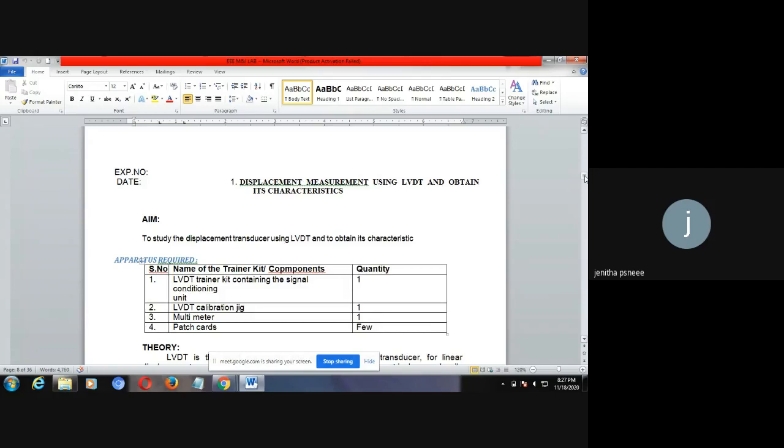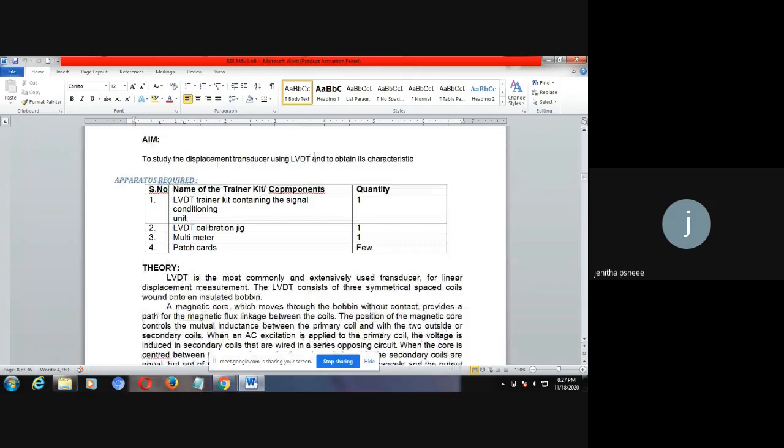LVDT means linear variable differential transformer. In LVDT, our aim is to obtain the LVDT input and output characteristics. Characteristics means you know that we will be plotting and showing our result through a graph. So now we can take the result also.